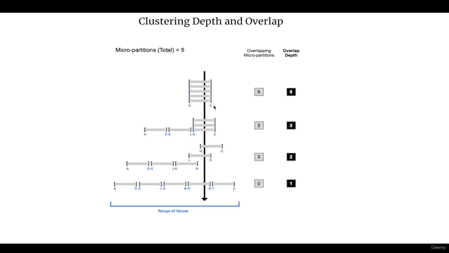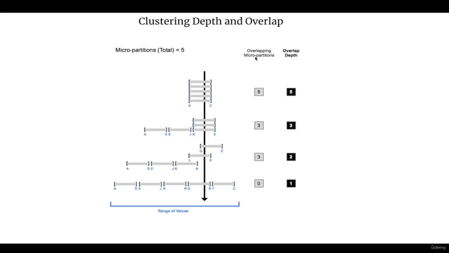I don't mean to say it has the exact same data. Of course not. The combination is different. But the range resides in each of these micropartitions. In that case, you say it's 100% overlap. As you can see, these micropartitions fully overlap in the range of values that they have.